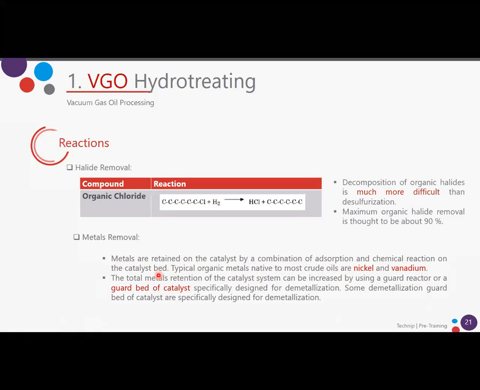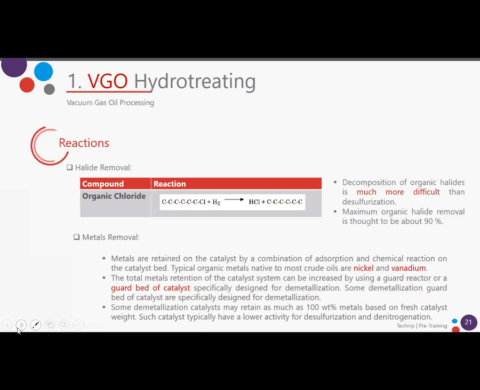This is very important, this paragraph here, because the total metal retention of the catalyst system can be increased by using a guard reactor or guard bed of catalyst, specifically designed for demetallization. Some demetallization guard beds of catalyst are specifically designed for these reactions, and of course it will not be as good for the sulfur and nitrogen removal.